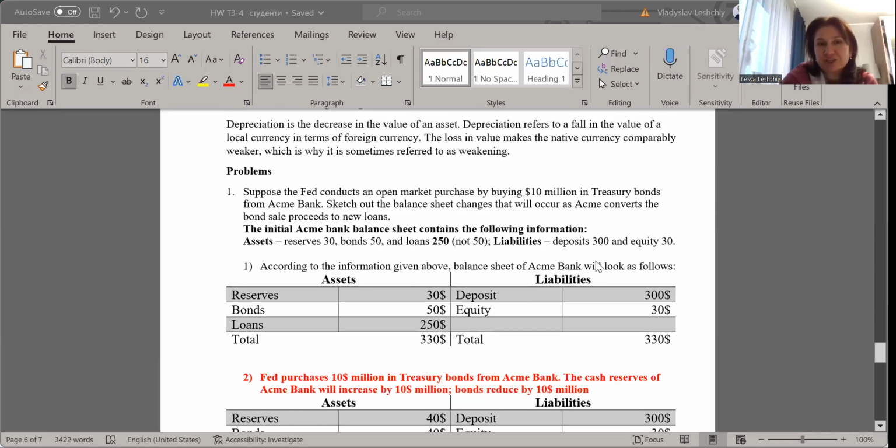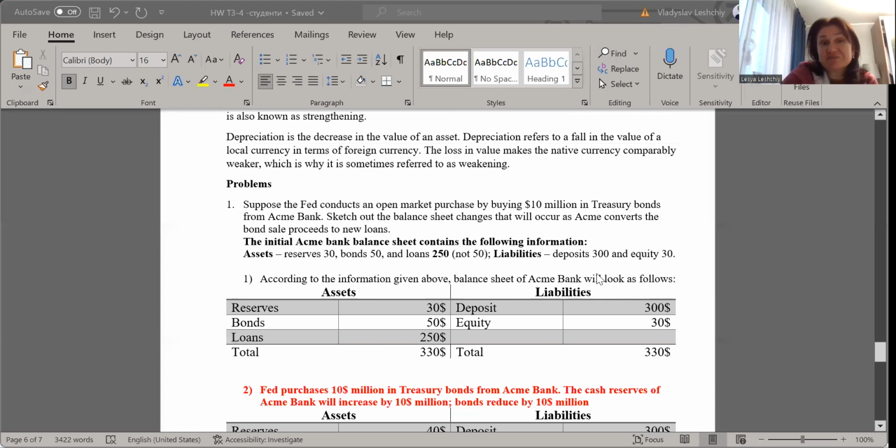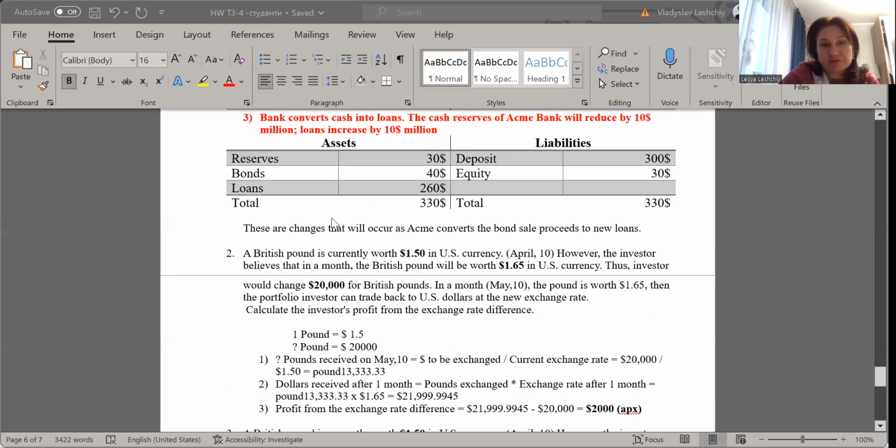The topic of our today's consultation is solving problems connected especially with currency exchange, and also there is one problem connected with changes in assets and liabilities of the bank. Let us look at problem number 2.